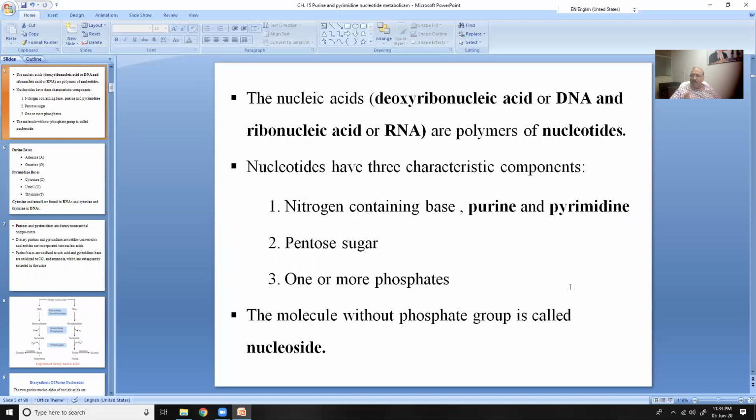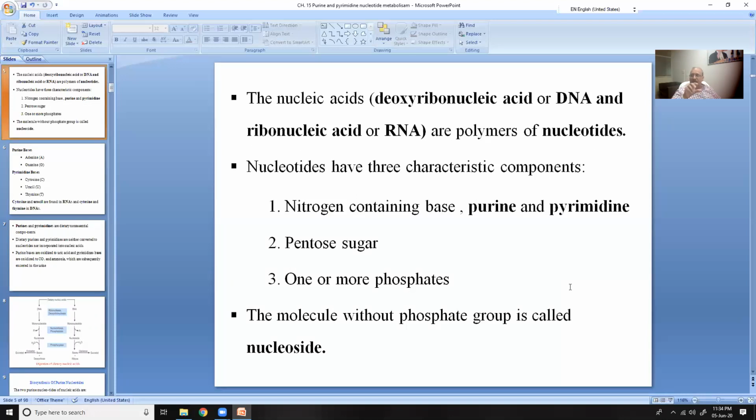Proteins, you know, are made up of amino acids. Lipids, you know what they are made up of? They are made up of triacylglycerols. So what are we taking here? We are taking nucleic acids and their building block is the nucleotide. Their unit is the nucleotide. Many nucleotides are there.